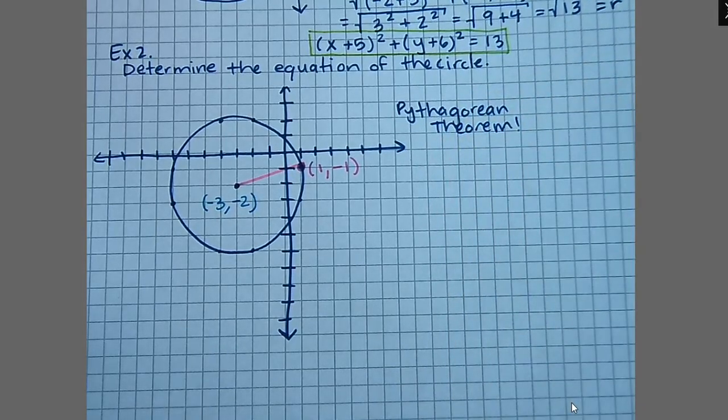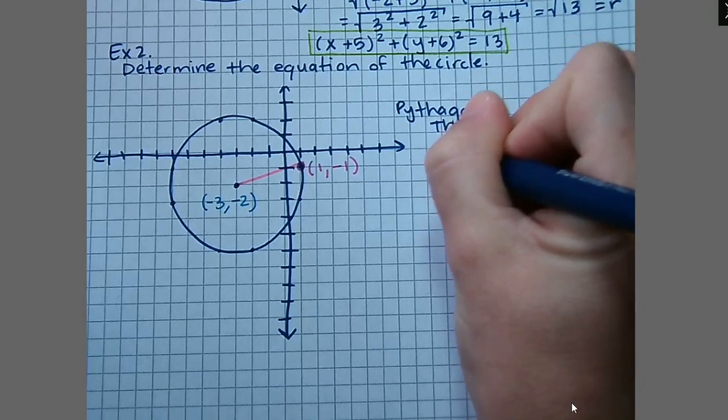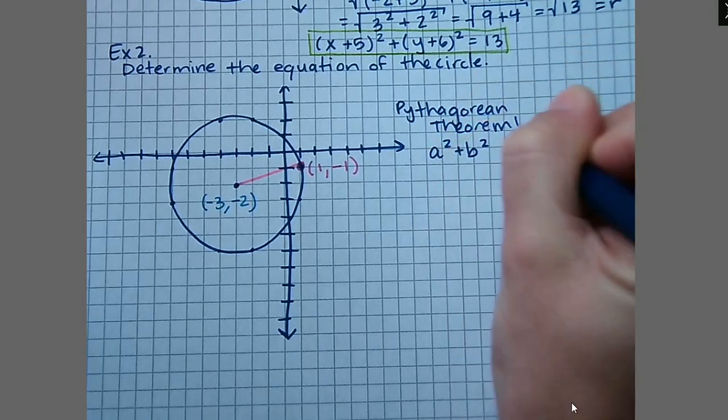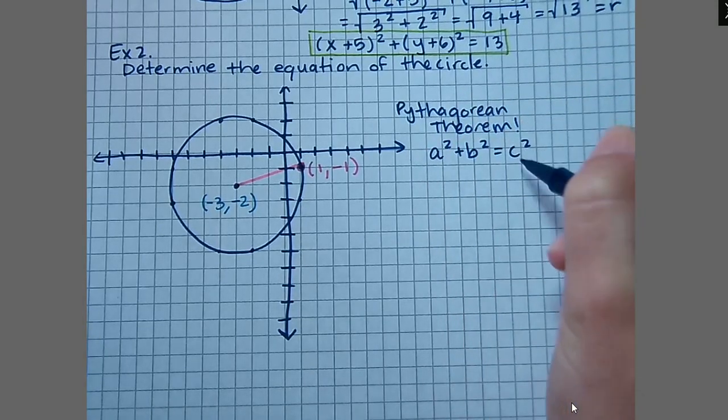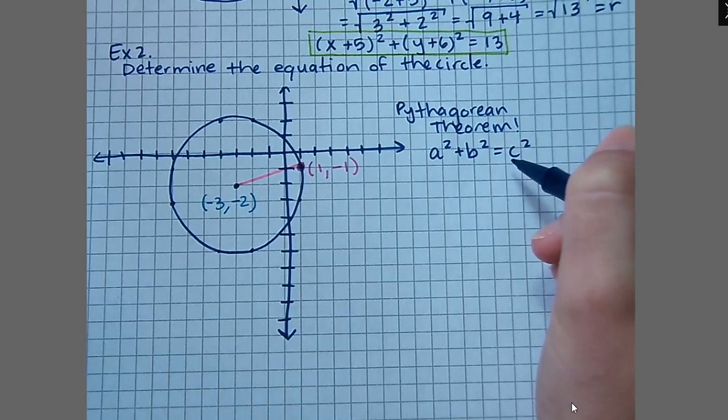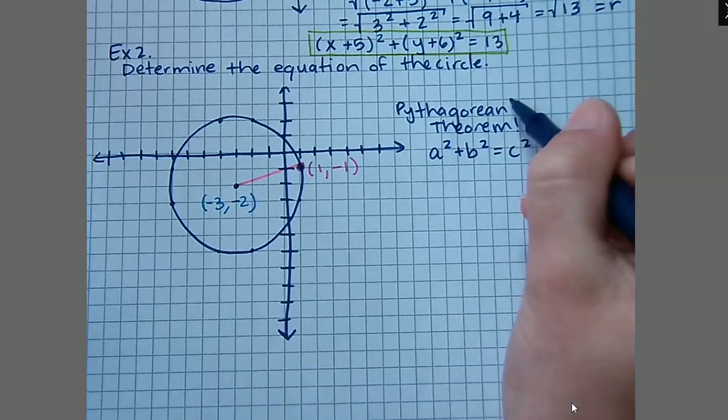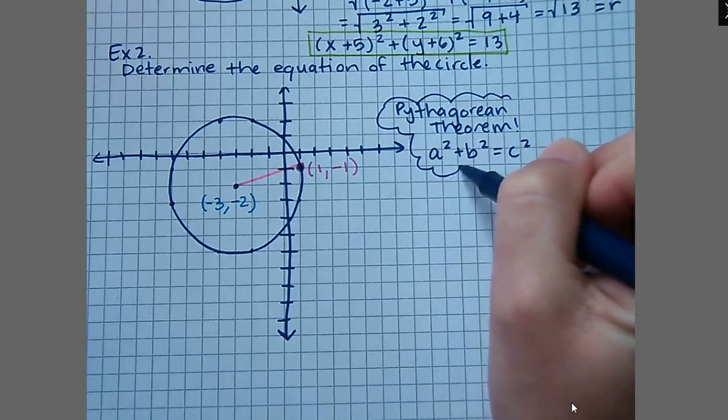Okay, the Pythagorean theorem goes a squared plus b squared equals c squared, where this c over here is your hypotenuse, so your longest side. Okay, so we're going to be using the Pythagorean theorem.